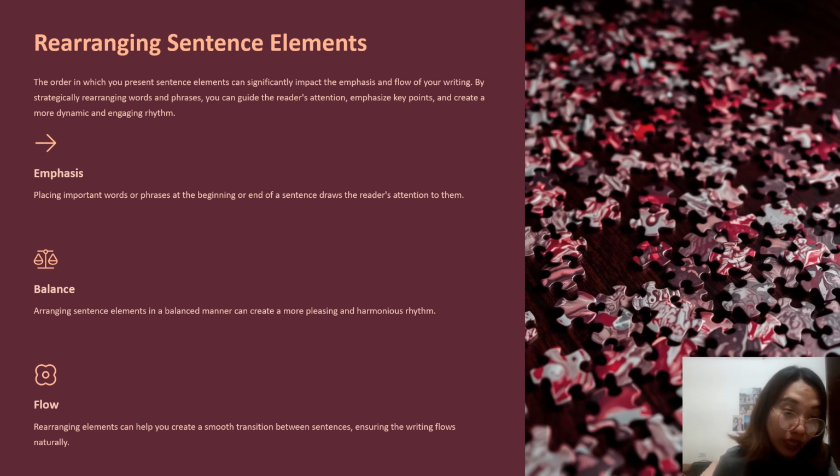Here under this we have placing important words or phrases at the beginning or end of a sentence draws the reader's attention to them. Here the balance. Next one is balance. I'm just reading this out because we don't have anything here to explain in detail. It's given clearly. So in balance we have arranging the sentence elements in a balanced manner can create a more pleasing and harmonious rhythm.